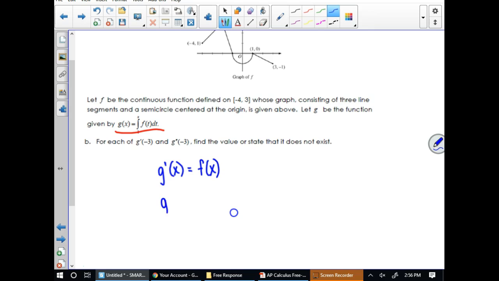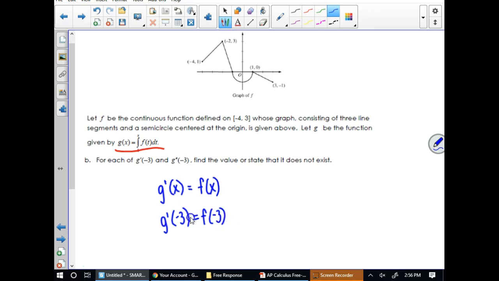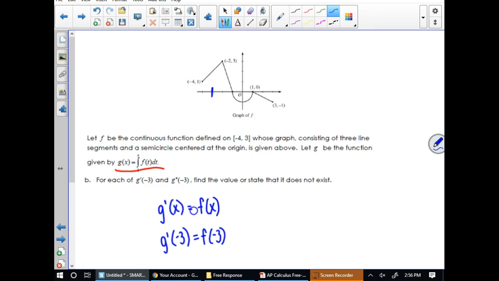Then you can say g prime of negative 3, and that's just going to be f of negative 3. So right here on this graph, at negative 3, we have this point right here, which, well, actually I've drawn it a little backwards. It's right here in the middle of this line, so we know that's going to have a y-coordinate of 2 there. So g prime of negative 3 is 2.